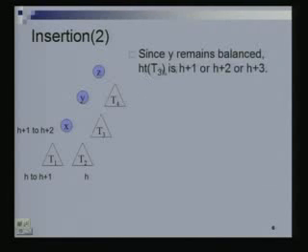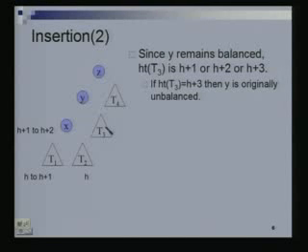Okay, so once again, since y remains balanced, the new height of x is h plus 2, and this is height balanced. So the height of T3 is h plus 3 or h plus 2 or h plus 1, one of these three, because the difference in heights can only be 1. Now if it is h plus 3, we are repeating the argument roughly. If it is h plus 3, then that means y was originally imbalanced, because the original height of x was h plus 1. So the height of T3 cannot be h plus 3.